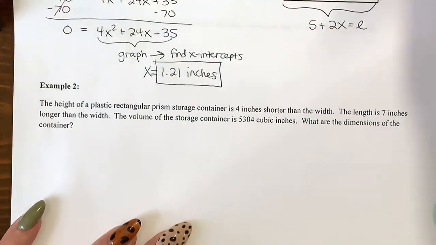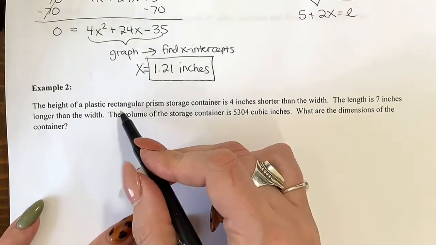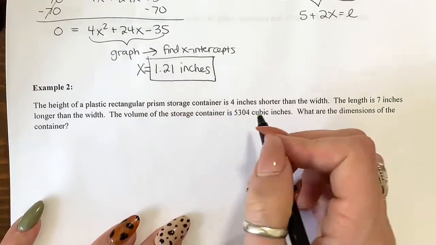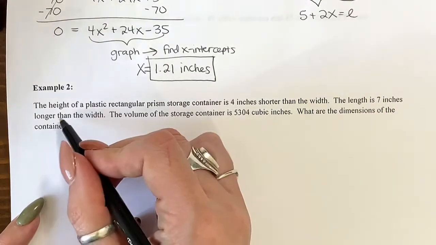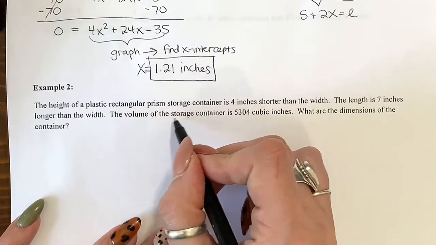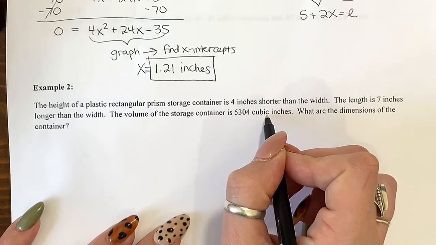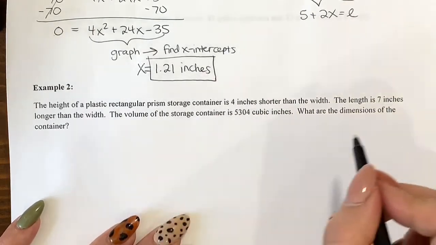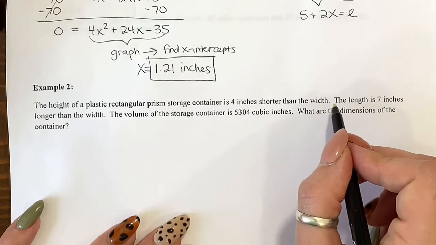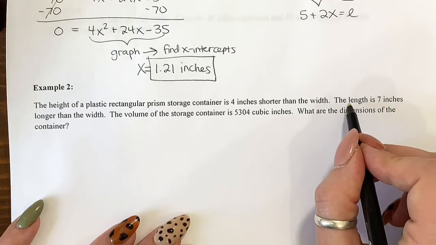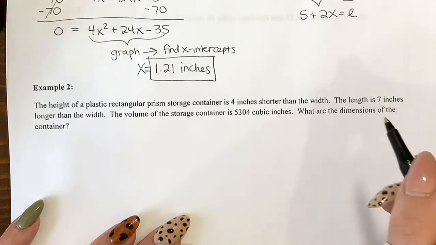The height of a plastic rectangular prism storage container is 4 inches shorter than the width. The length is 7 inches longer than the width. The volume of the storage container is 5,304 cubic inches. What are the dimensions of the container? I see questions like this every time on the ACT where they give you your equation in sentence form. So you have to be able to translate this sentence into an equation.